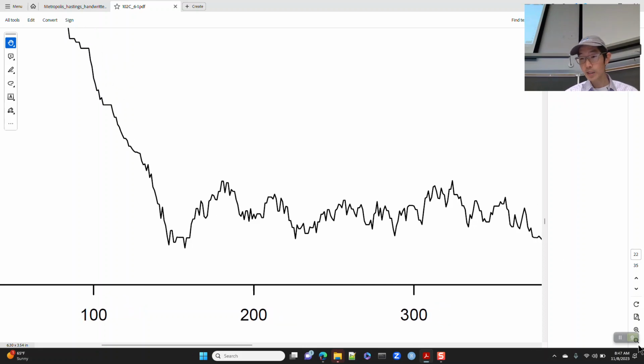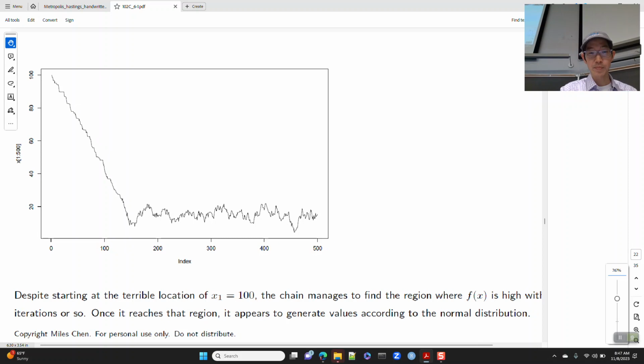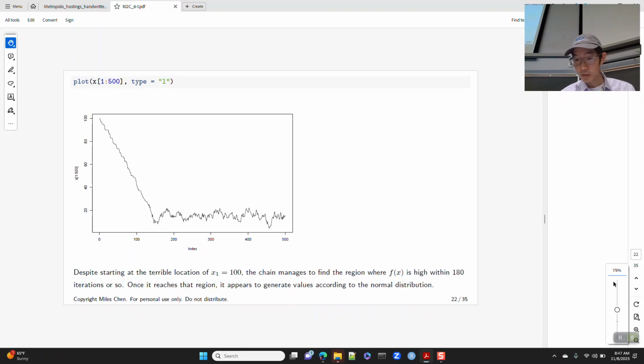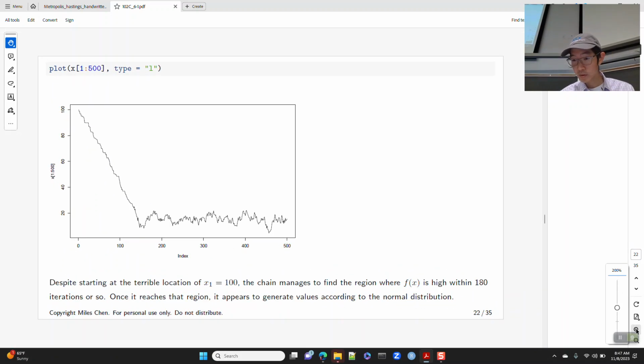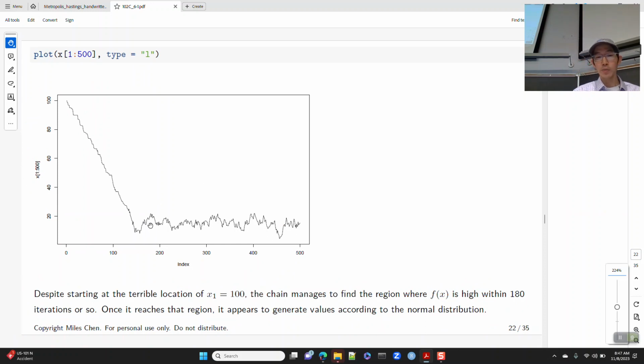location. And then we start generating values around here. So despite starting at this kind of terrible location of 100, we end up finding kind of where we're supposed to be in around 180 iterations or so. And so this initial part where I have these terrible values, we call this the burn-in period of the Markov chain.